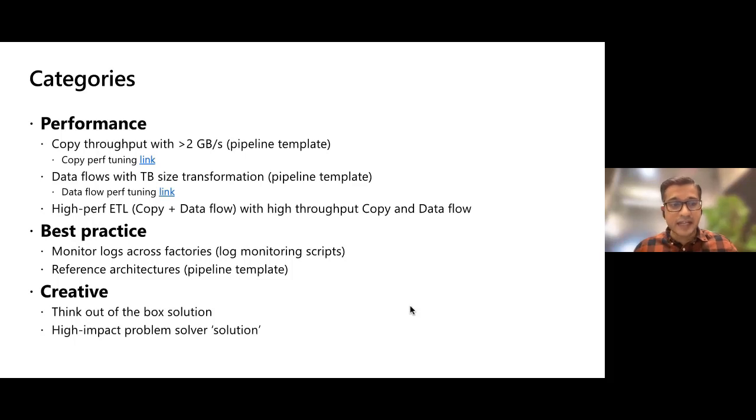It could be best practices on perf lines as well, which not necessarily translates into a pipeline template, but it does translate into documentation which talks about those best practices, architectural guidance, and stuff like that. And then the third category is around creative, or being creative with your solution. So thinking out of the box solution here, or any high impact problem solver. So it's a pretty open category. It's all based on your creativity. Any business challenges that you have faced before, which you think can be solved with an ADF pipeline template that you can share, that also qualifies for the creative stuff. So it's being very creative out here.